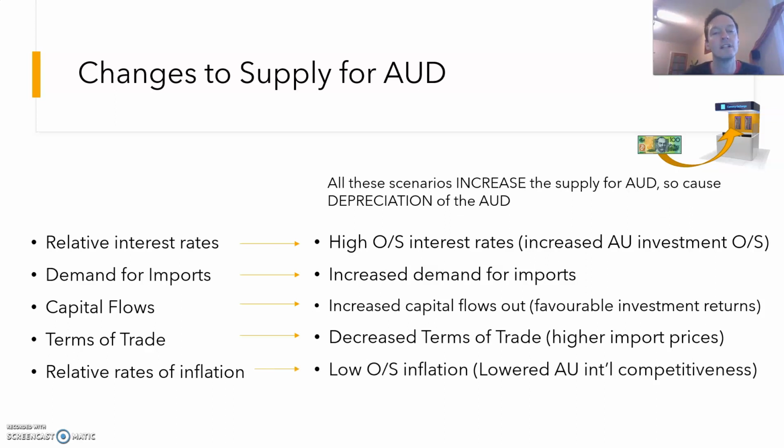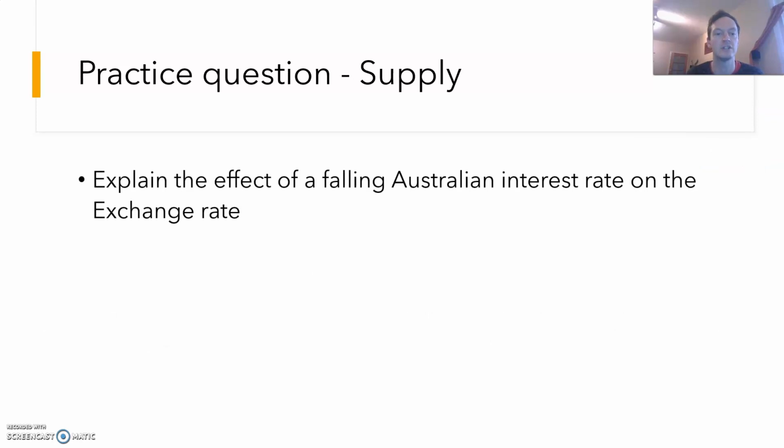And then the final one, relative rates of inflation. When there's low overseas inflation, overseas companies are going to be much more competitive than Australian, so we're going to import more stuff. Practice question time. Explain the effect of a falling Australian interest rate on the exchange rate. Pause the video, have a go.